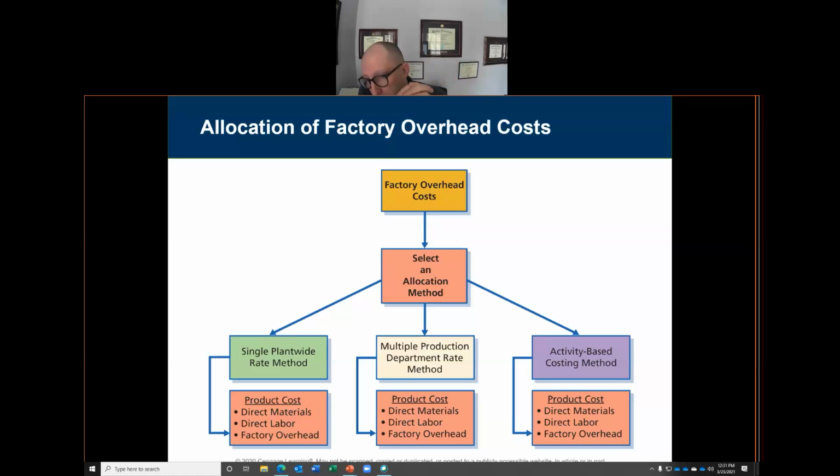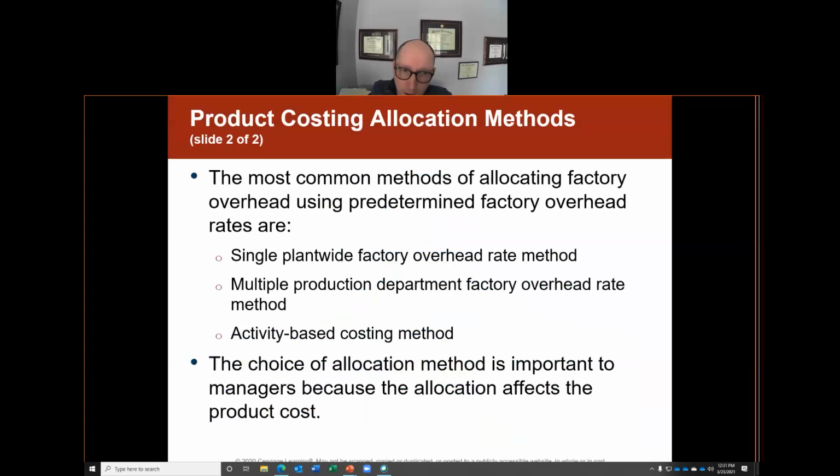Multiple department rate. And the third method of allocating factory overhead is called the activity-based costing method, which is what this chapter is all about. And here we allocate factory overhead based off of the individual activities. We'll talk about all three. Okay? But we're going to focus, of course, on activity-based costing. And these are the primary three for determining factory overhead rate.